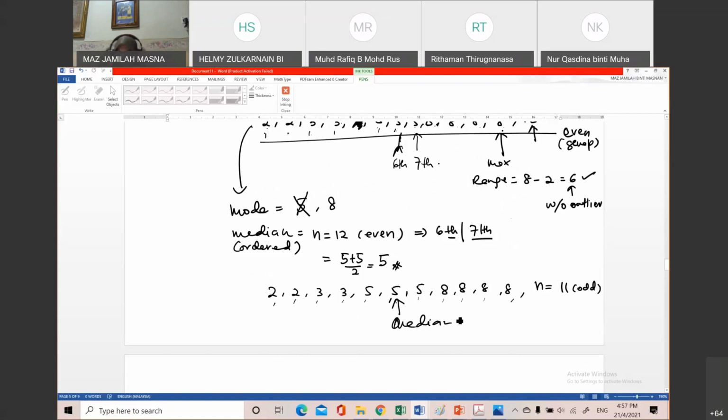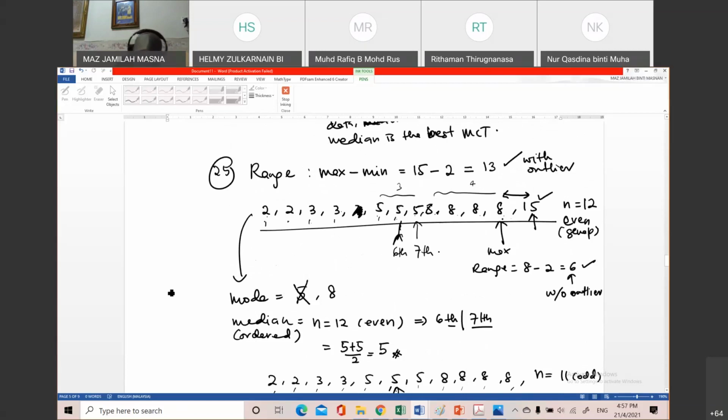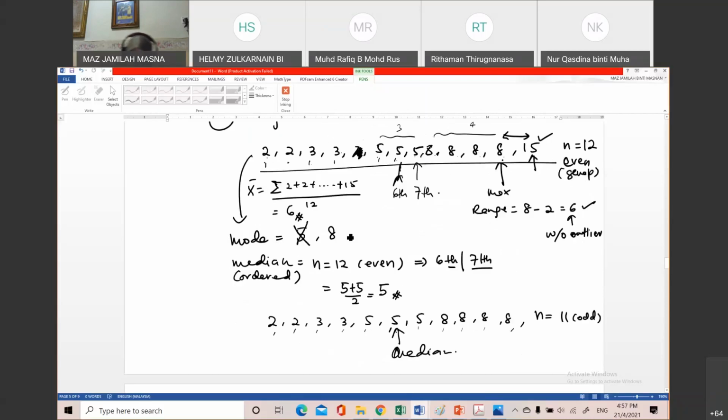Okay, so that is quickly how we can find the median, mode, and mean. The mean, x bar, would be summing all the data values, 2 plus 2 plus 3 until plus 15, divided by 12, and you will get 6 as your x bar. If you can see, the values of the mode, the median, and the mean are almost the same.